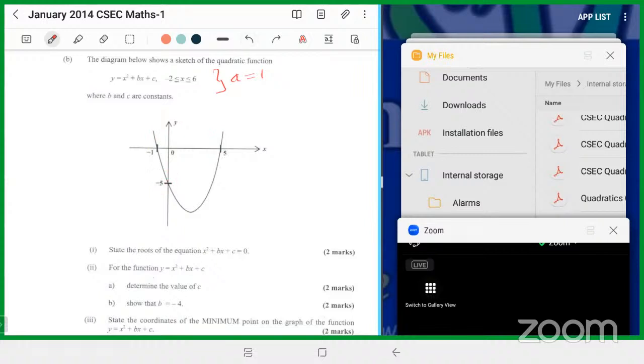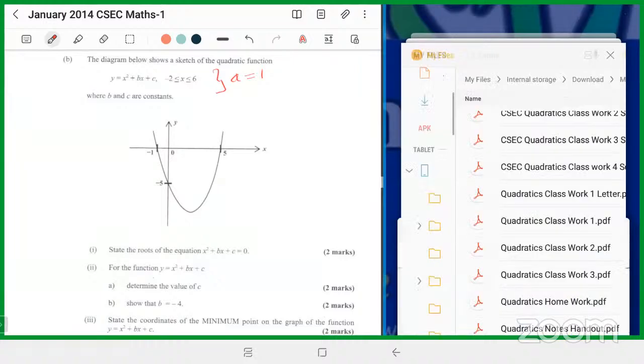It says state the roots of the equation. Remember, this is the quadratic equation, and the quadratic equation will always give you the roots. We can see the roots, so I just need to state them. There's no calculation needed. So the roots, from this, are x equals -1 and x equals 5. So let me write it up over this side of the screen.